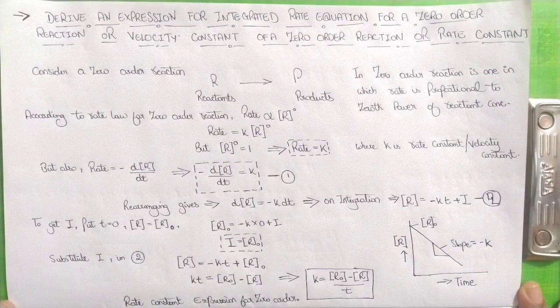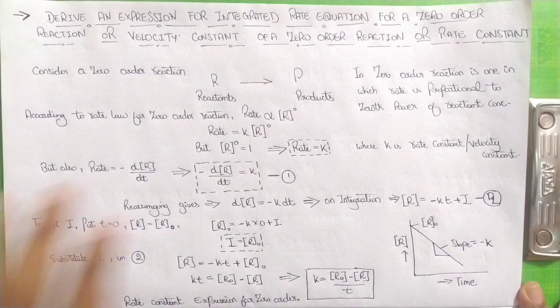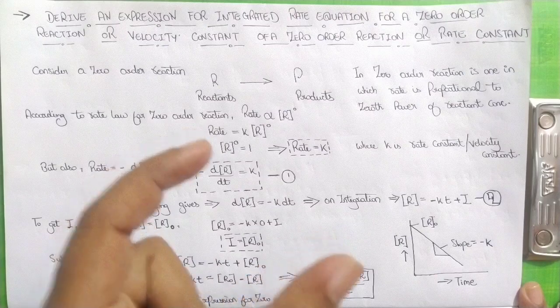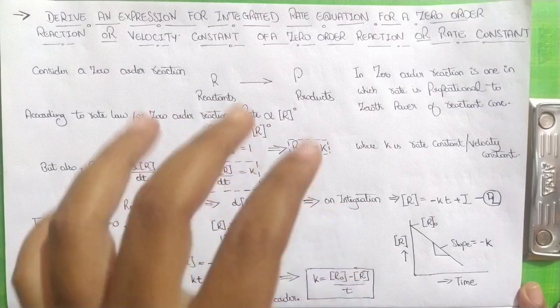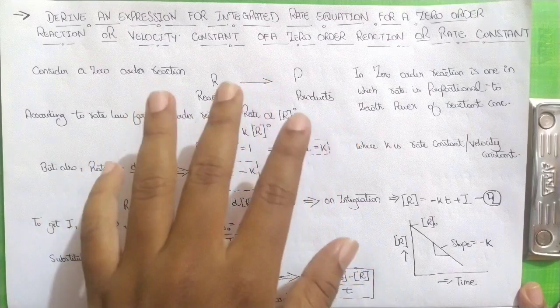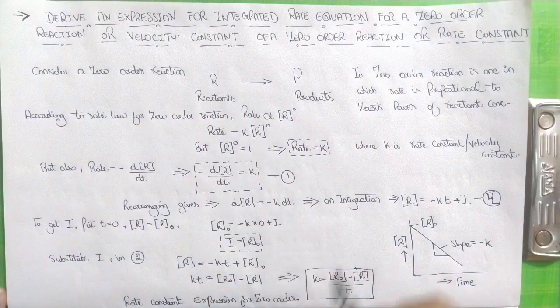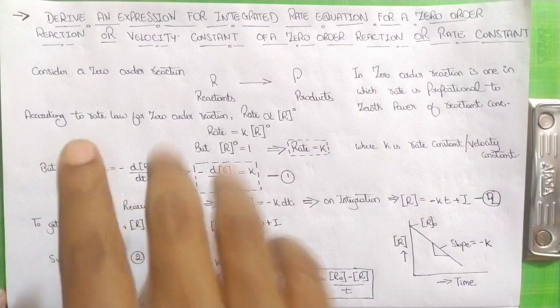Today we are here to deal with the important derivation of chemical kinetics chapter. In next 10 minutes you are going to learn the easiest way of deriving the integrated equation for zero order. In our next video we will learn the first order reaction. Okay, now starting from question.